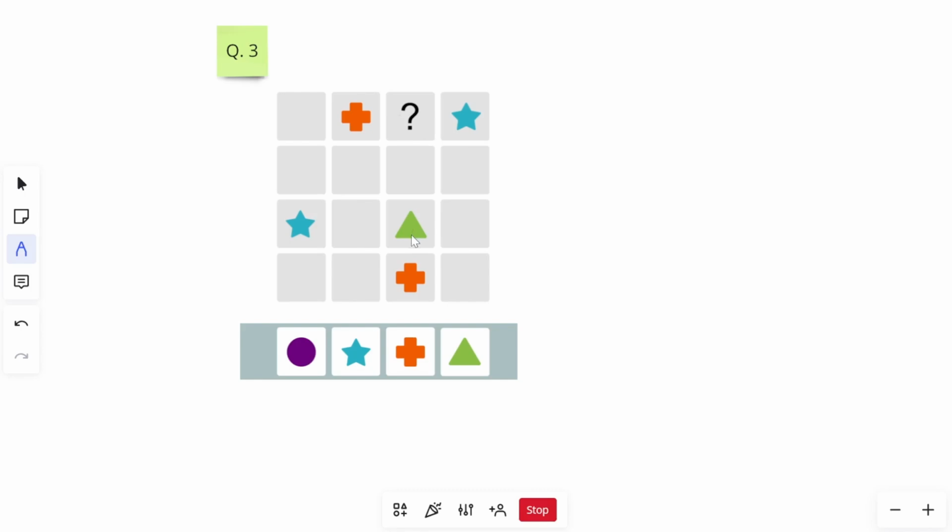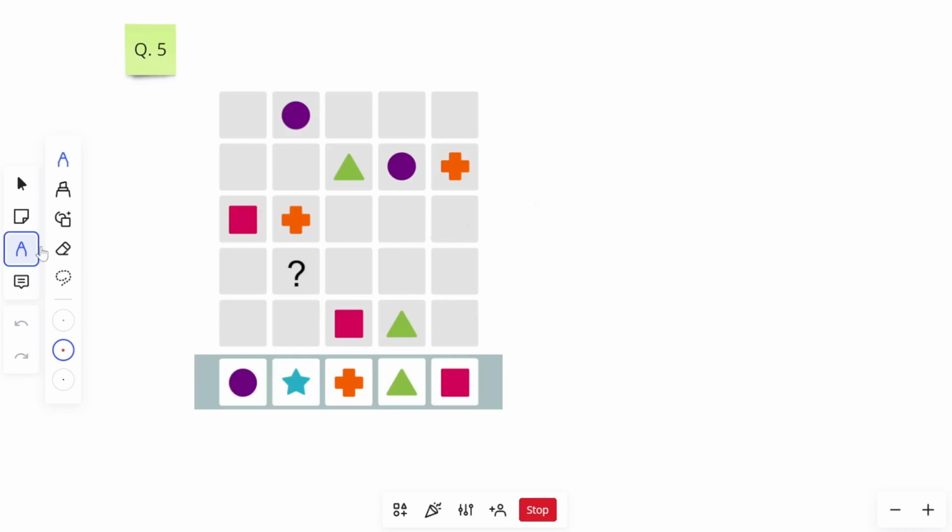So let's see. Triangle cannot come in this place of question mark, because triangle is already there in this column, right? Also, plus can also not come, because plus is already there in this column. If you see, star can also not come, because star is there in this row, right? So we cannot have two stars in the same row. So that is why star can also not come. The only option that is left is circle. So if we put a circle here, that is following our conditions also. So that is why circle is going to come in this place. So circle is the answer of this question.